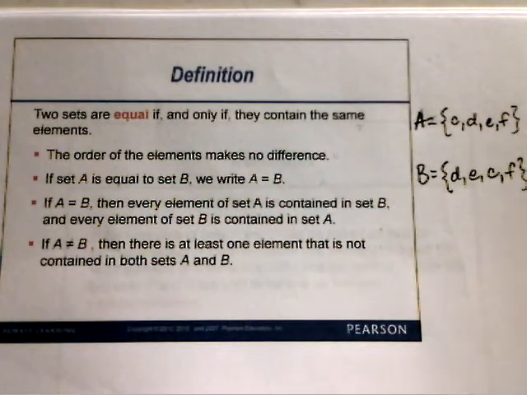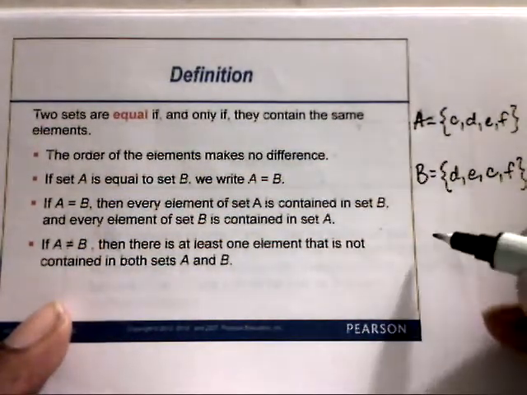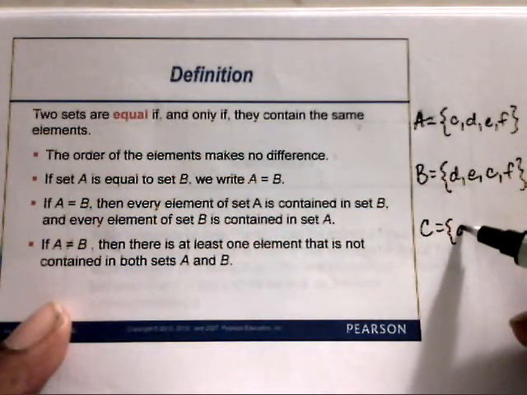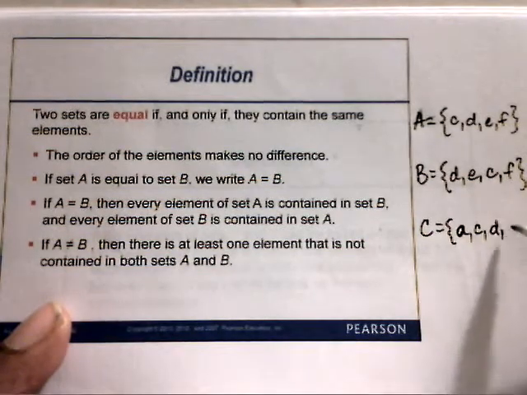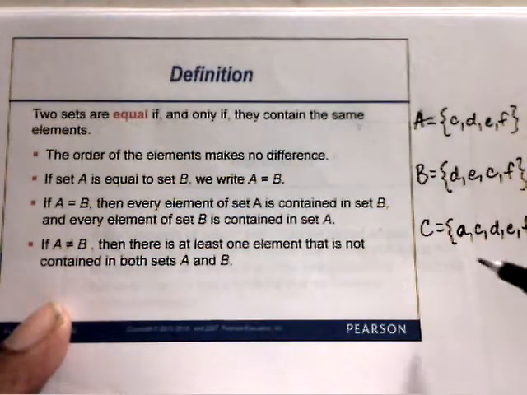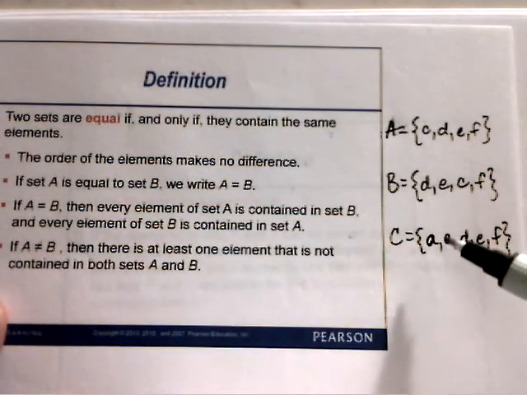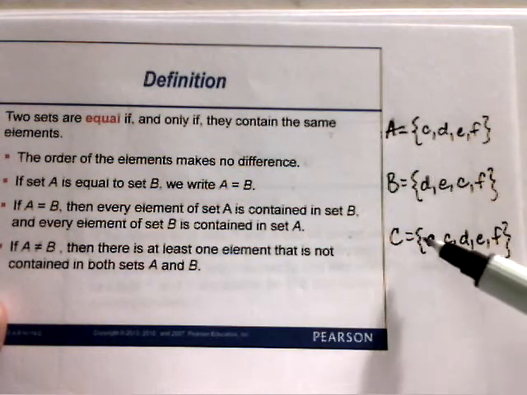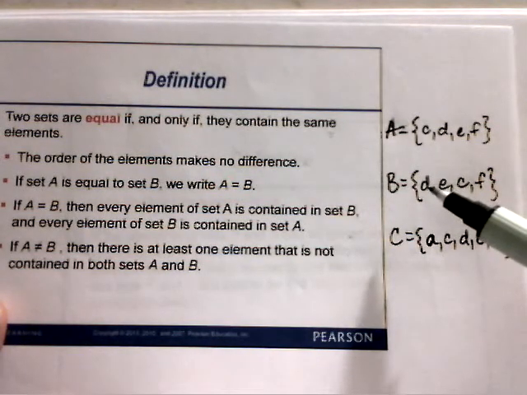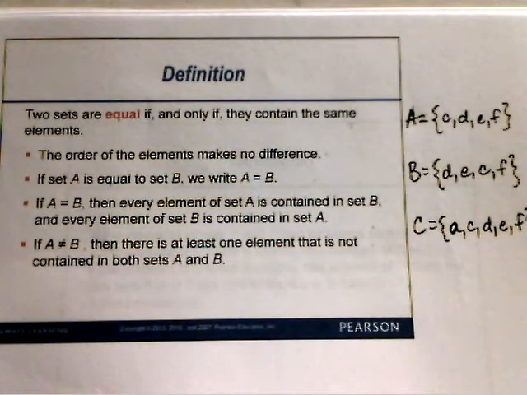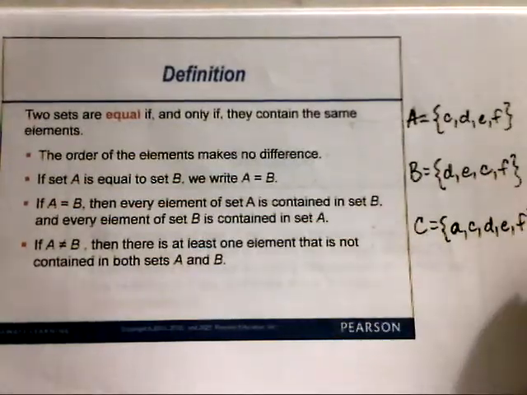Now if I added one more, let's say set C was this, A, C, D, E, and F. Here, B and C are not equal to each other. The reason for that is C has an element that's not in B. Here, A is not in set B. Okay? So that's the difference between what equal sets are and what not equal sets are going to be.